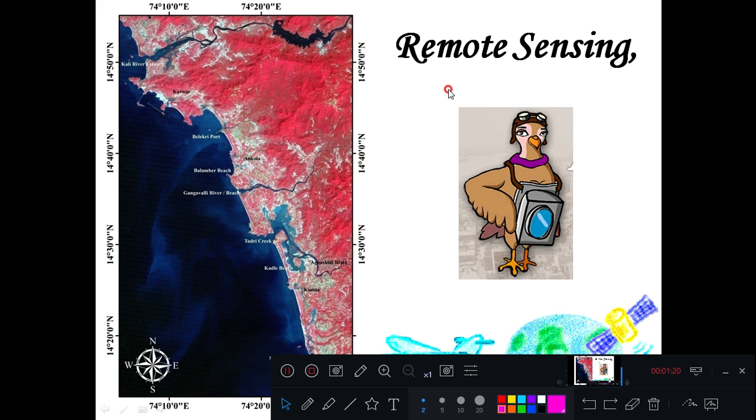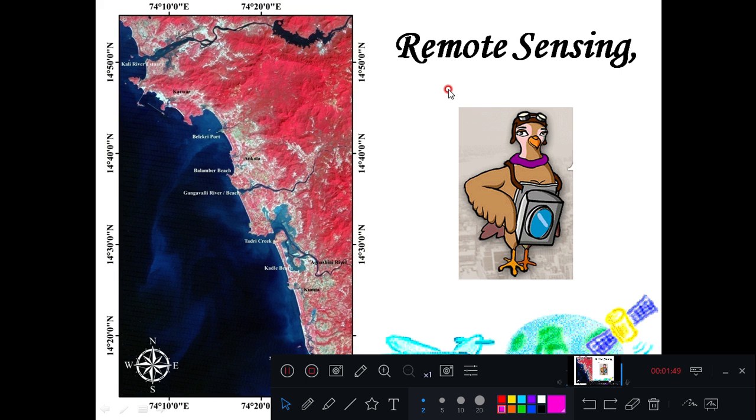So here also it is related to sensing, right? Remote sensing. So what is remote sensing? We sense or acquire data for deriving information about any object or phenomenon without coming in actual physical contact with that particular object. That is called remote sensing.